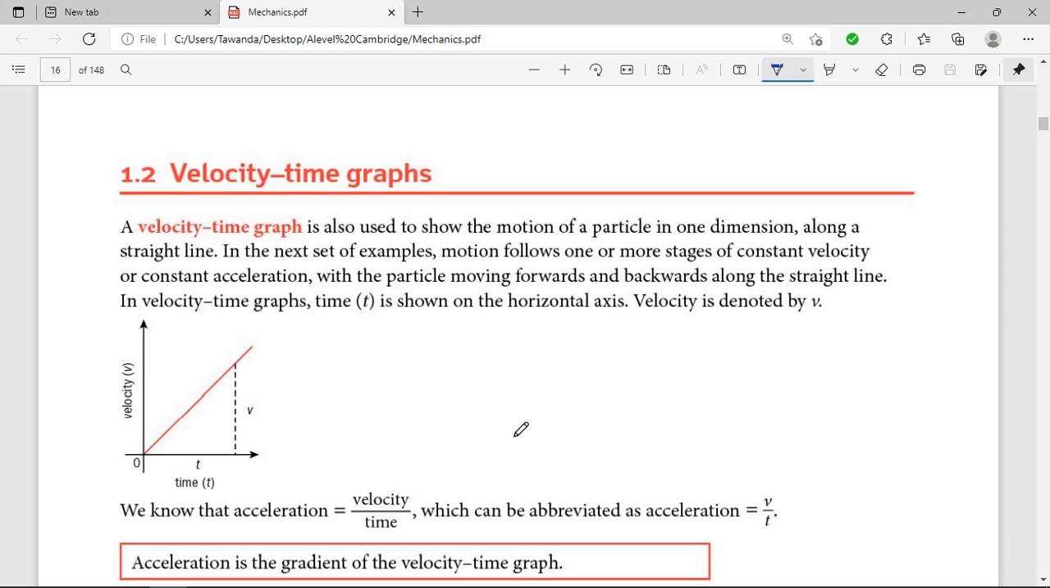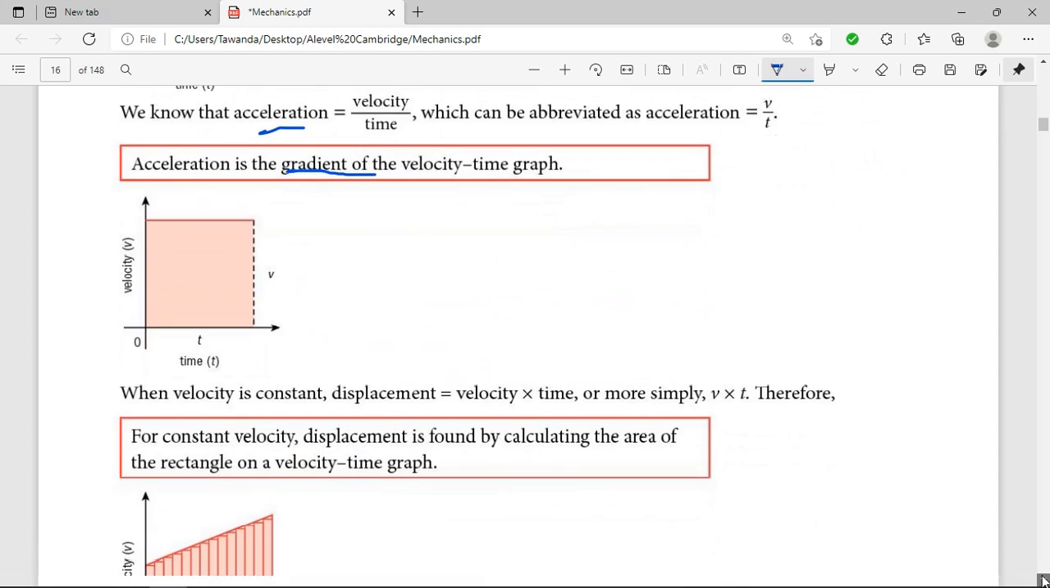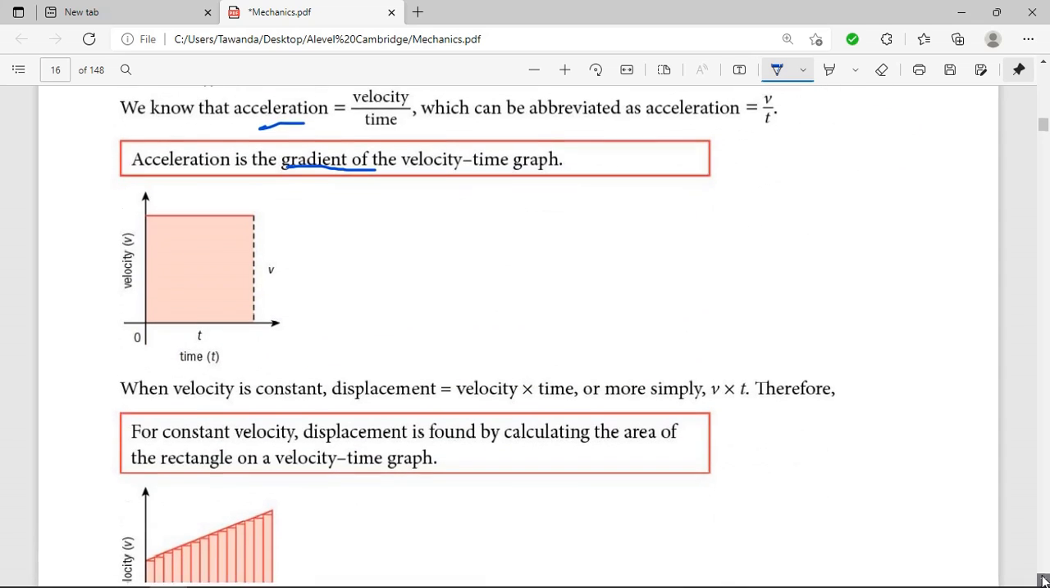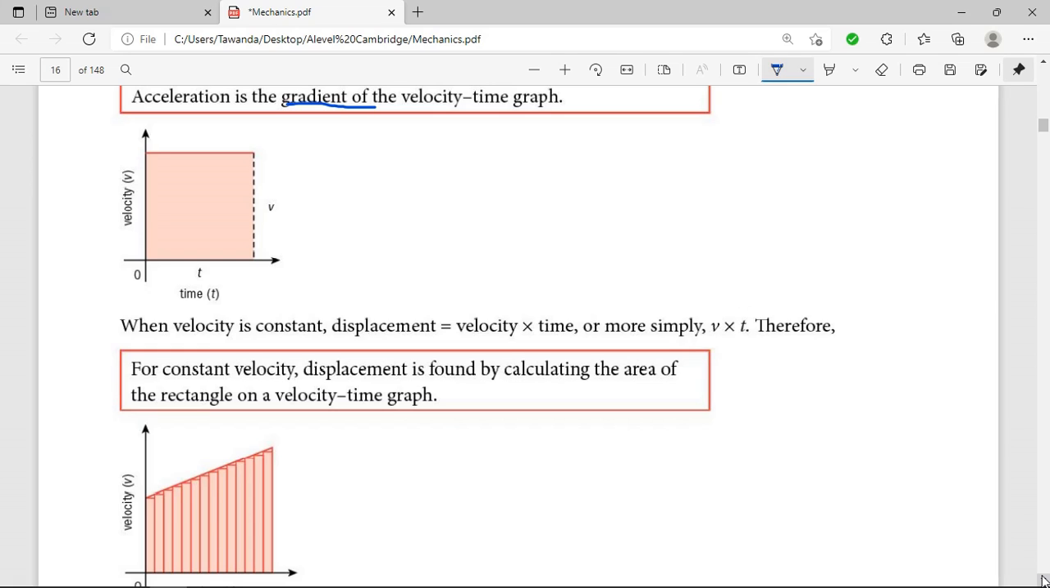There are certain aspects that you should know when calculating the acceleration. That acceleration is velocity over time, and the significance of velocity over time is the gradient. So if you are asked to find the acceleration on a velocity time graph, you find the gradient of the graph. And also the displacement, the total distance covered by the particle under the velocity time graph.